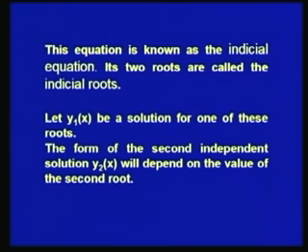Now the indicial equation in the Frobenius method has a great significance, because the nature of the roots of the indicial equation tells us the form of the second independent solution of the differential equation. So let us say that y1(x) be a solution for one of these roots of the indicial equation, then the form of the second independent solution, say y2(x), of the differential equation will depend on the value of the second root.